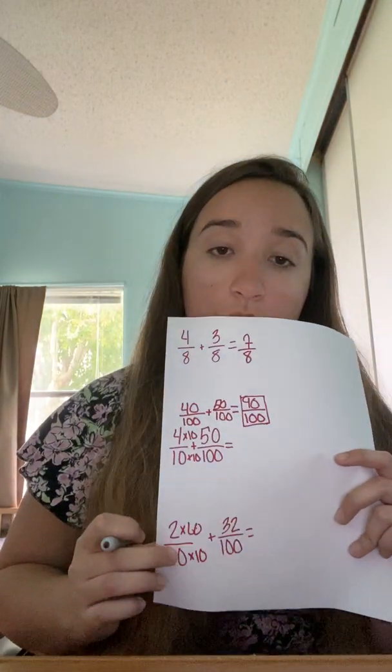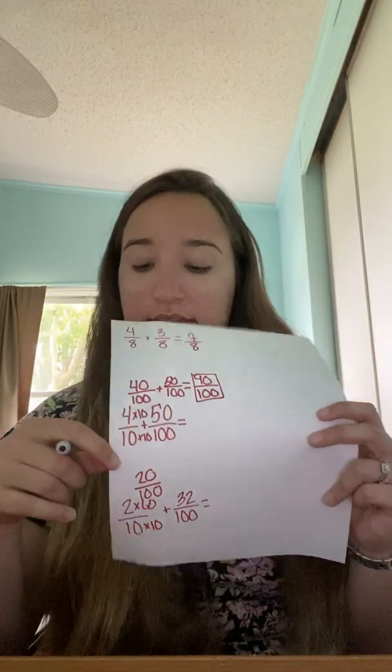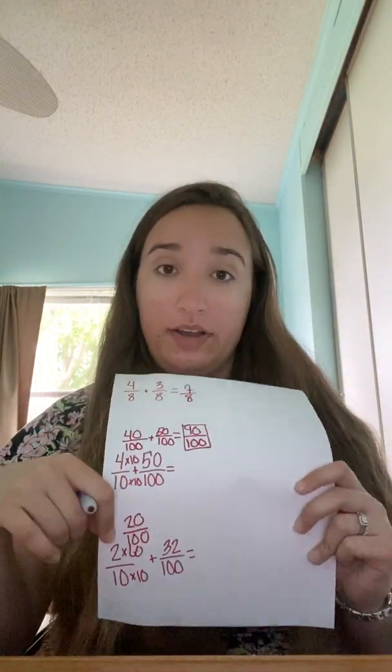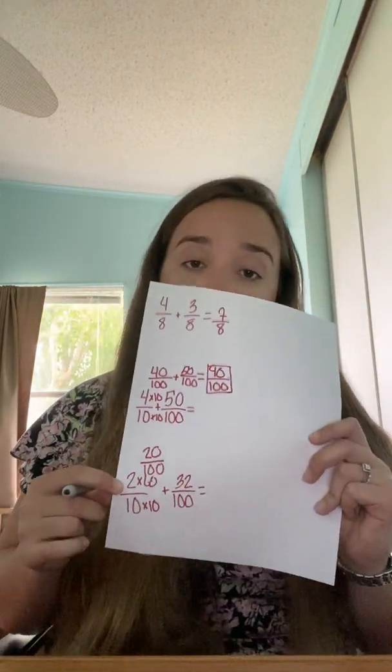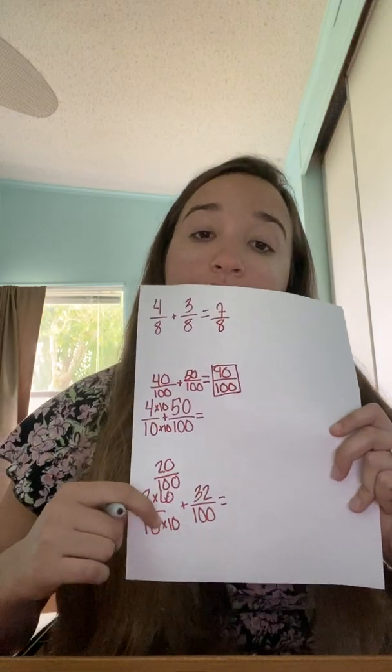So make sure you guys are writing this in your notebooks too, like I said. What's 2 times 10? That's right, it's 20. What's 10 times 10? Perfect, it's 100. So we're going to add 2 tenths, so what's our new fraction here? It's 20 over 100 is our new fraction because we timesed the 2 by 10 and the 10 by 10.